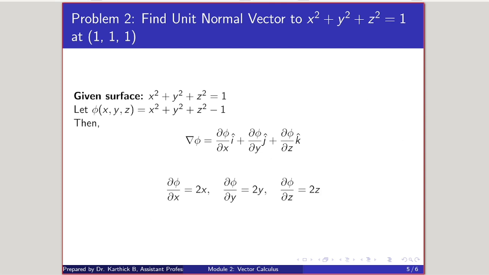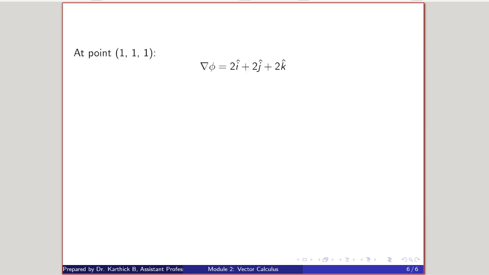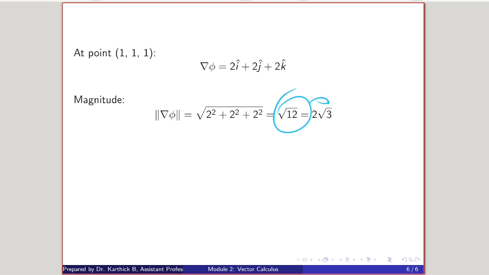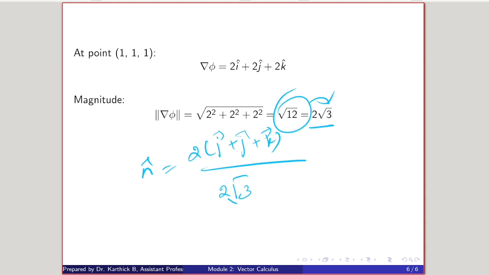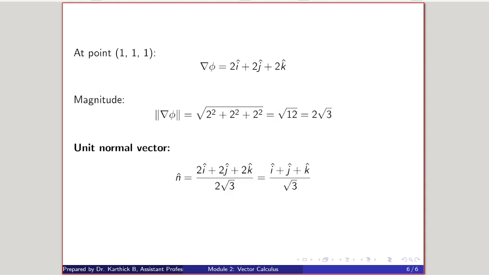So we have 2x, 2y, 2z, and this is gradient phi at the point (1, 1, 1). If I find the norm, it will be root 12, which can be written as 2 root 3. And n cap will be 2 into i vector plus j vector plus k vector divided by 2 root 3. Okay, so if I cancel the 2 on each of the values, that will be the final answer.